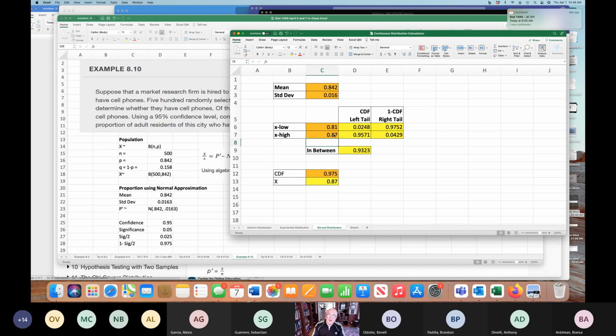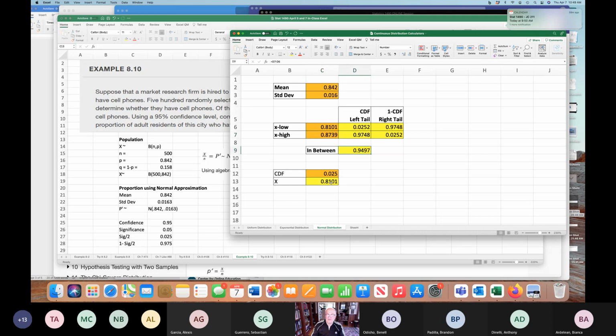Why is my in between not what I want it to be? 0.975 and 0.025. I need more decimal places. Rounding error will kill you a little bit in this stuff. And if I put 0.025, oops, 81.01. Yeah, so now it gives me my middle 95.